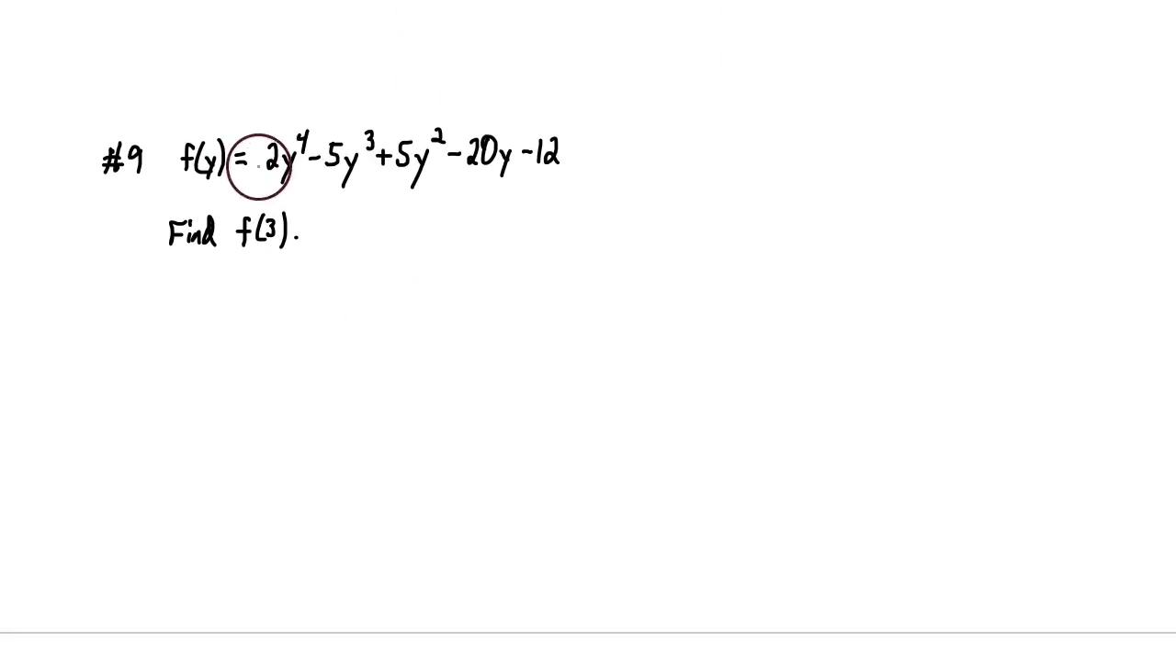Number 9, we have a new polynomial, function f, and we want to evaluate f of 3. So list out the coefficients. 2 from the y to the 4th, then negative 5 from the y cubed, then a 5 from the y squared, then a negative 20, then a negative 12. Make sure that you're looking every time to make sure it doesn't skip over any terms where you'd have to put a 0 placeholder in.